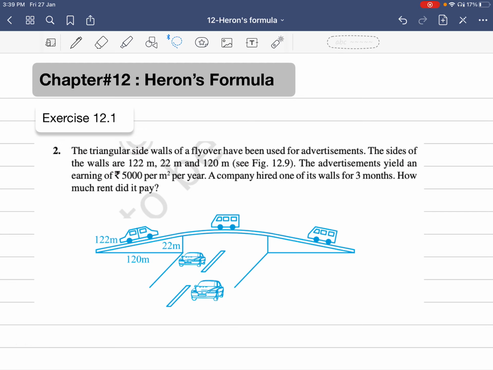So in this video, we are going to solve a problem from exercise 12.1, which belongs to chapter number 12, Heron's formula. So this is question number 2. Let's read what the question is.